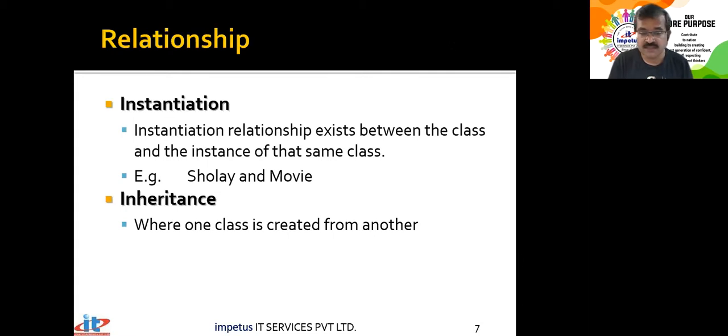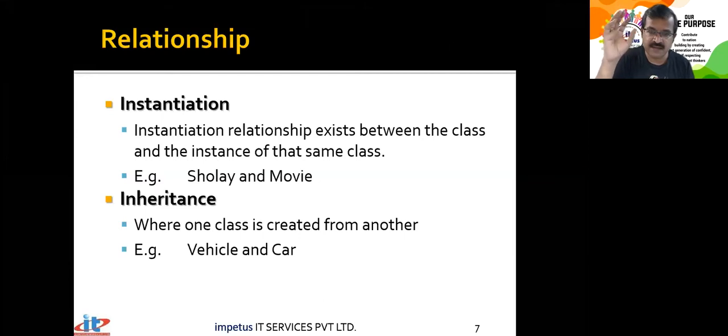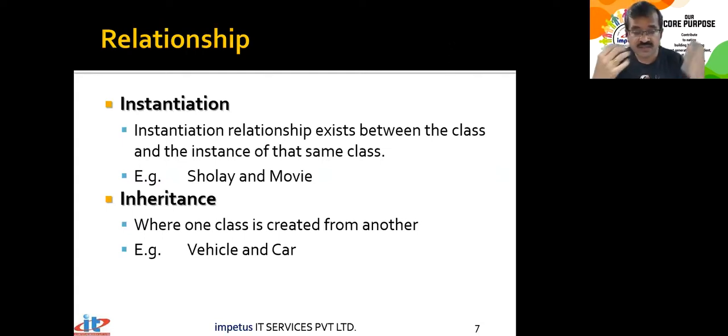Then last comes inheritance, where one class is created from another. So vehicle and a car. The car inherits all the properties of vehicle. So vehicle is a partially designed class. When your information about something is incomplete, then we have that partially described class, like vehicle. It's an abstract thing, may not be real. It may not be created for instantiation. It may have been created only for the purpose of inheritance. So we have this class called vehicle, and from the vehicle, we have inherited and created a new class called car.